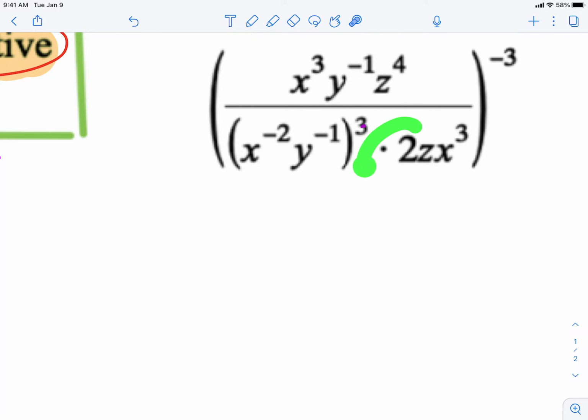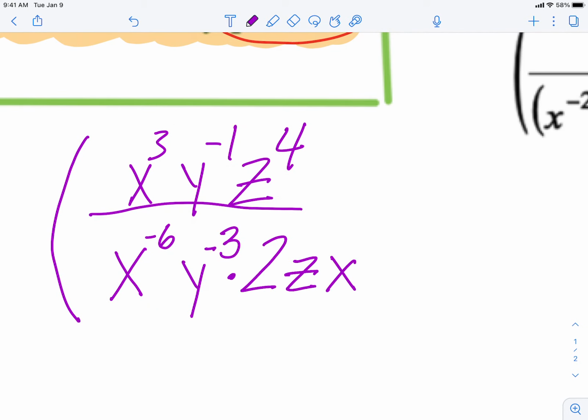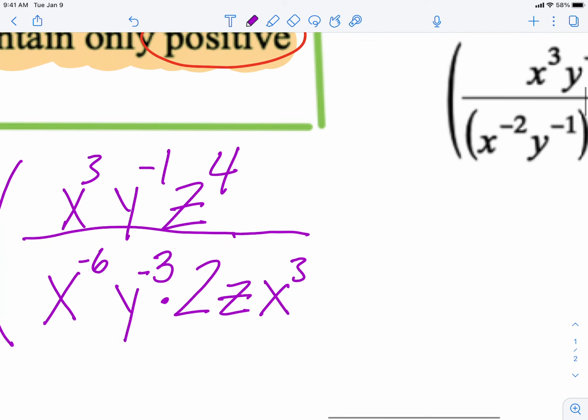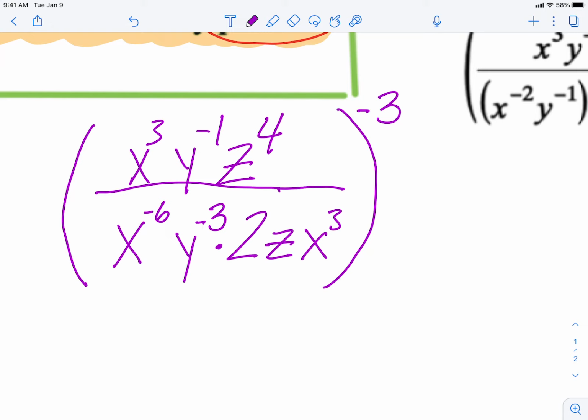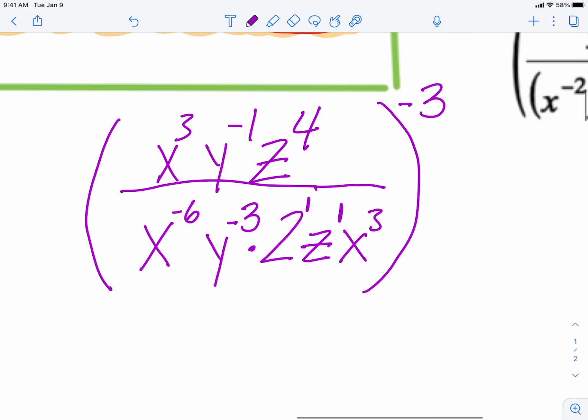Now, on the bottom, I still have times 2z x to the third. Draw my division line here. Oh, sorry. So big parentheses, remember? And I have the negative 3 on the outside here. Since this big parentheses means it's going to multiply negative 3 by 3, negative 1, 4, negative 6, negative 3. Now, what invisible exponent does this 2 have? It has an exponent of 1. What invisible exponent does this z have? Invisible 1, just like that.